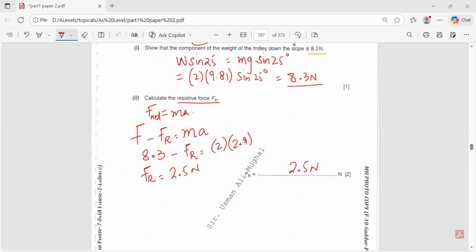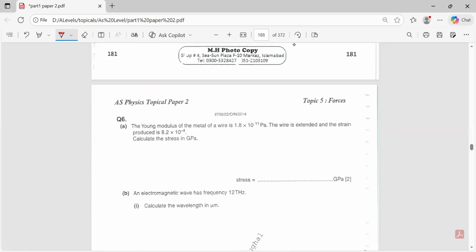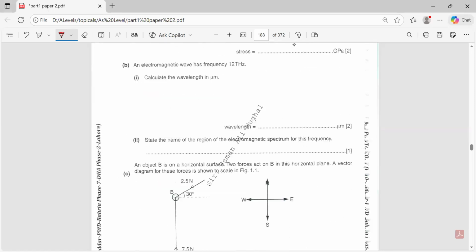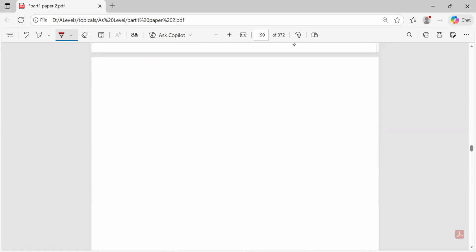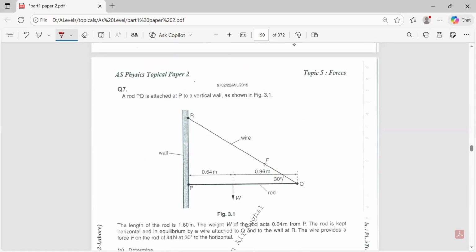Okay, moving onwards. Come to the next question. This question is related to Young modulus. You may skip for the time being. It is our next chapter, deformation. उसमें हम पढ़ेंगे.